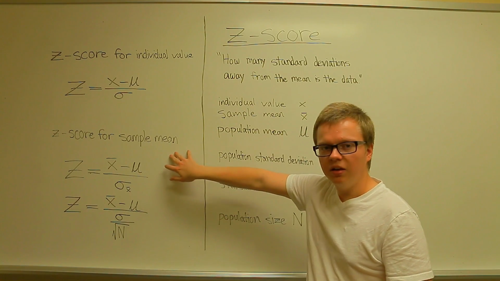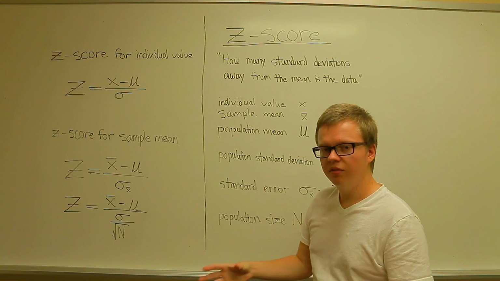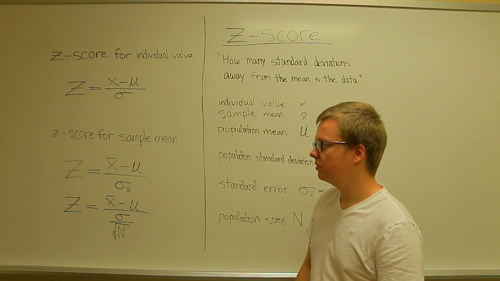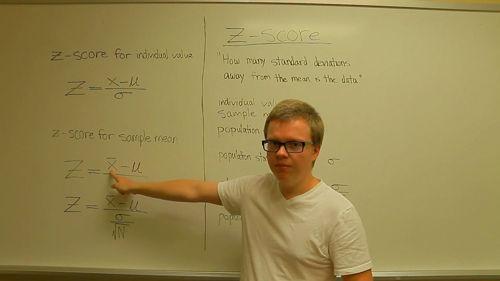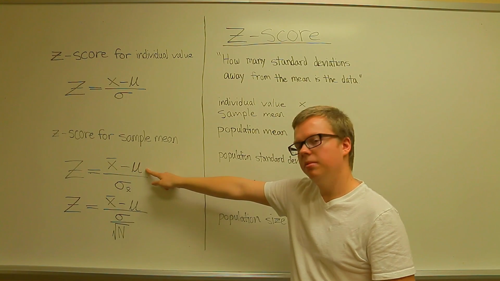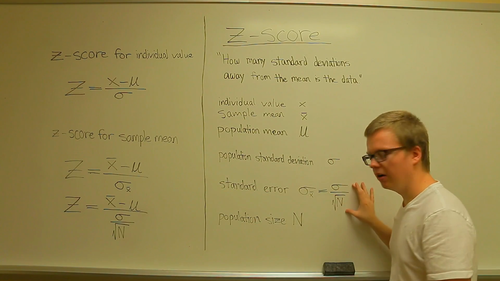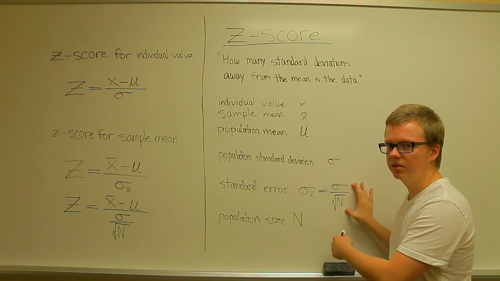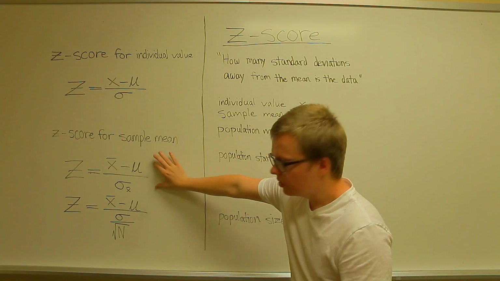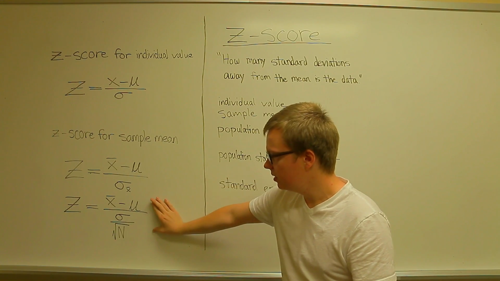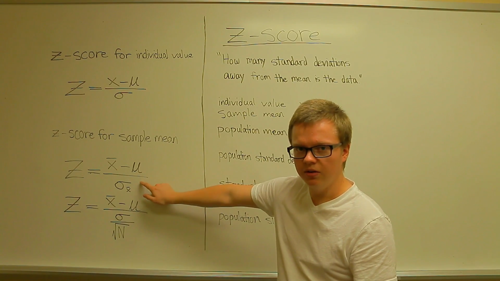If you want to calculate the z-score for a sample mean, you'll have a lot of data points, a lot of individual x values. You take their average, and that is x bar. Then you subtract the population mean, divide by the standard error. Remember, our standard error is standard deviation divided by square root of population size. So this formula here expands to this just by substituting this in for standard error.